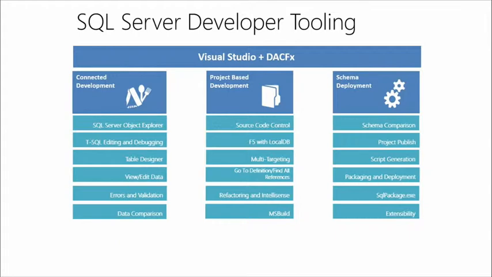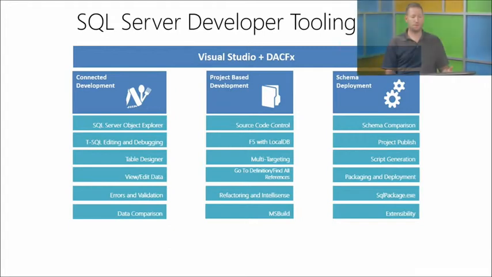We have a navigational tree that can connect to servers. You can enumerate objects. You can inspect properties without making any changes. And in our tool set, we also have a table designer, which provides a connected exposure, view and edit of data. You get some validation and IntelliSense. And our data comparison feature that we'll talk about briefly would also be lumped into connected development. It's great for ad hoc, immediate changes.